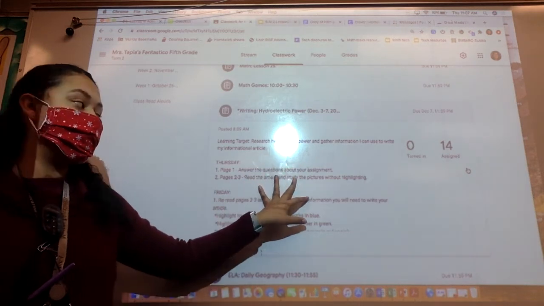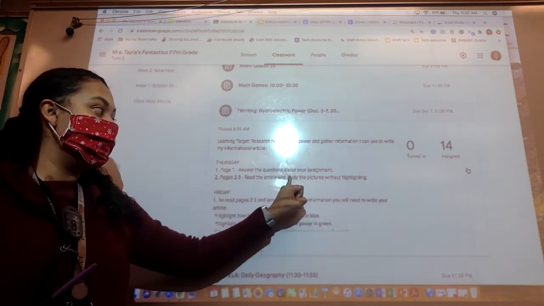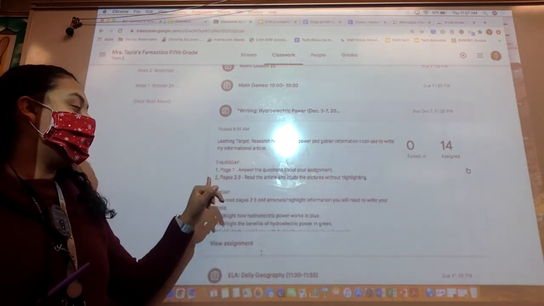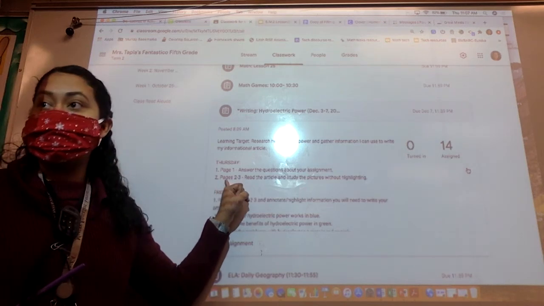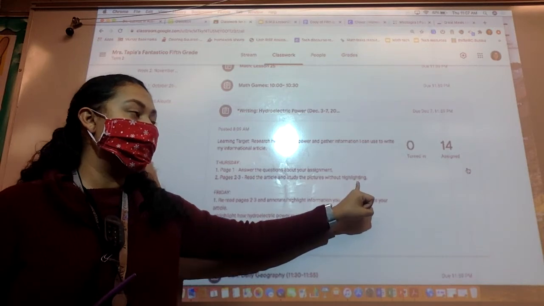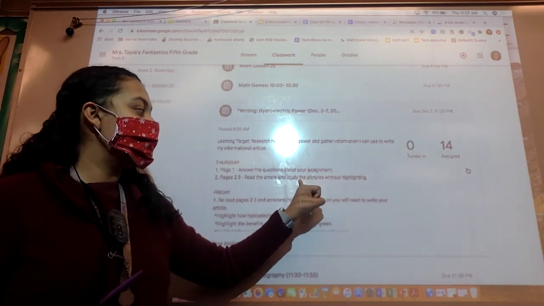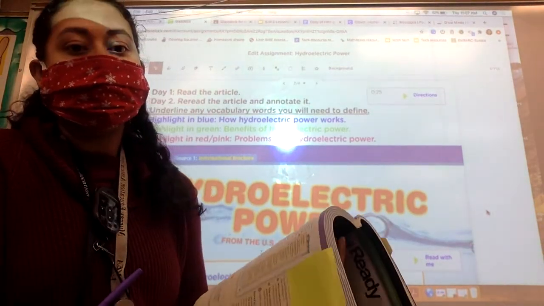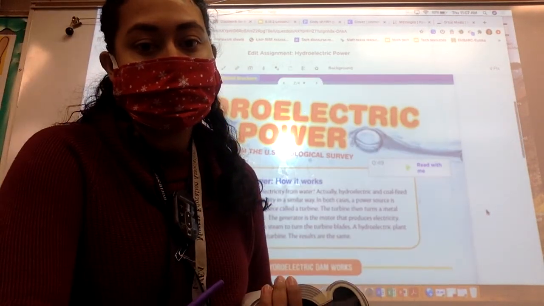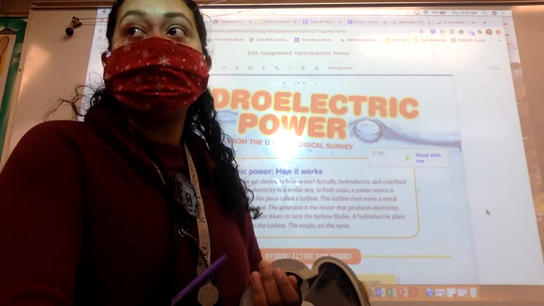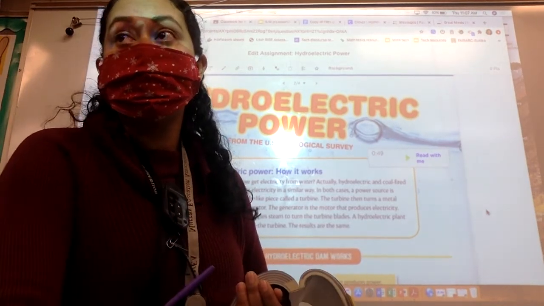Okay, so we're not going to finish this today. So we're just going to do page 1, answer the questions about your assignment, which we did yesterday actually. And then today we're doing pages 2 and 3. So we're going to read the article and study the pictures without highlighting. Okay. So first we're going to read the article and see what are some interesting information pieces that we can use in our writing. Marlene, mask above your nose.